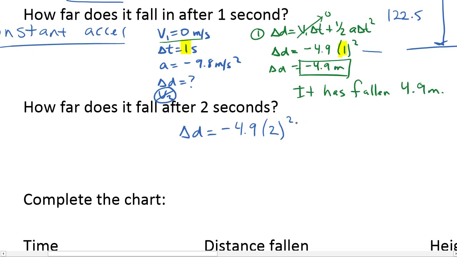Okay, so how far does something fall in t seconds? It goes 4.9 times the number of seconds squared. So it's going to be negative 4.9 times 4. So what is that? 5 times 4 is 20 minus 0.4, so it's going to be 19.6 meters negative.